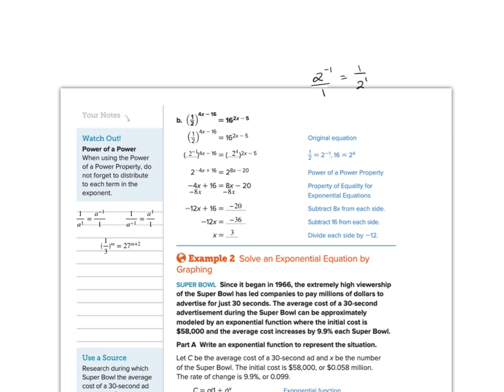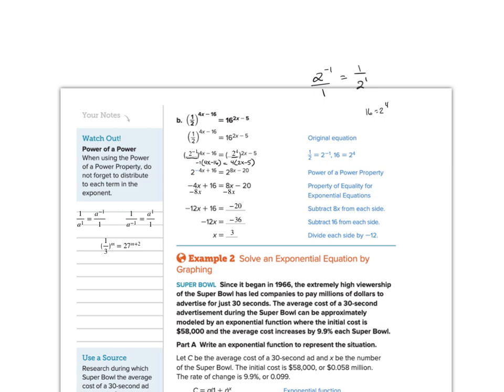So then I can turn around and say that 16 is 2 to the 4th power. So that's what they've done here: they said, okay, 1/2 is technically 2 to the negative 1. Then we have 2 to the 4th power. So at this point in time, we have negative 1 times 4x minus 16 is equal to 4 times 2x minus 5. Okay, that's what my exponents look like.